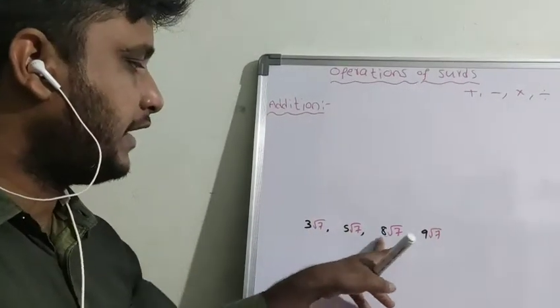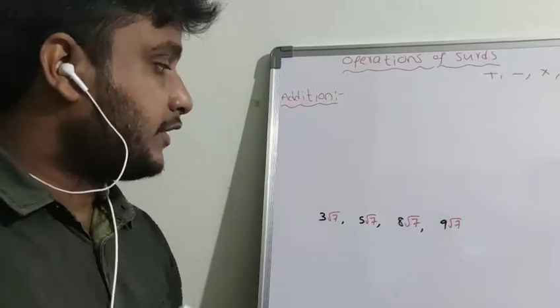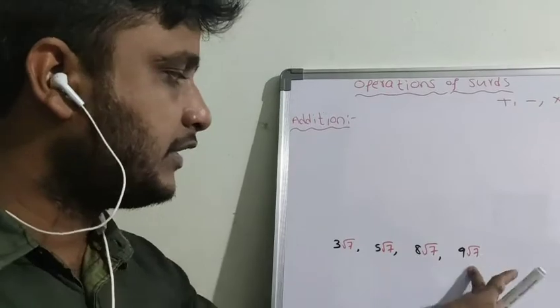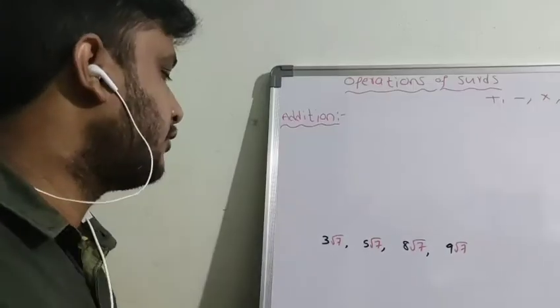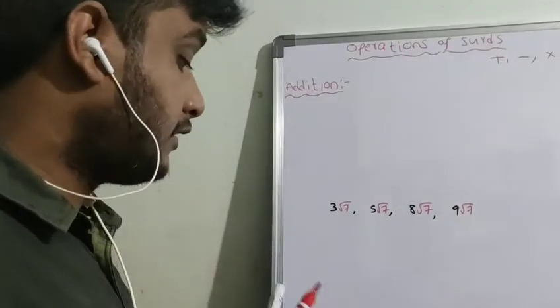So 3, 5, 8, 9 are called coefficients. They may be any numbers, but the surd part should be the same, with the same order and the same radicand. Then those types of surds are called like surds or similar surds.